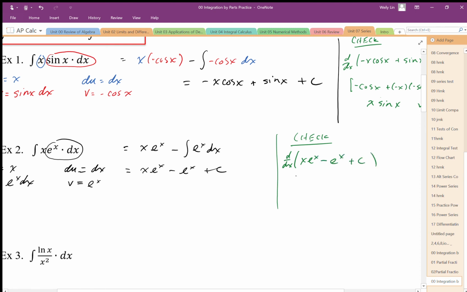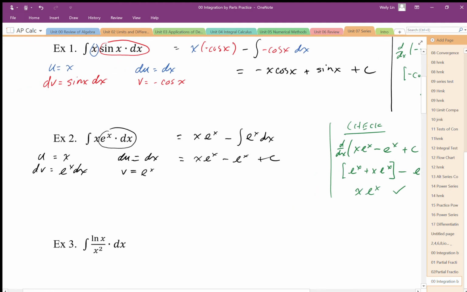Okay, so as I differentiate this, I'm going to use a product rule, e to the x plus x e to the x minus e to the x, okay, plus 0. So there's the square brackets is my product rule. Those e to the x's cancel out. I'm left with x e to the x. That's the correct integral.